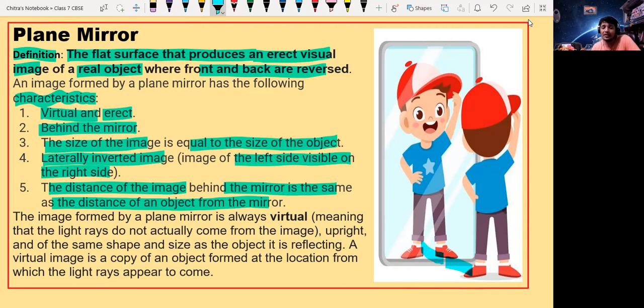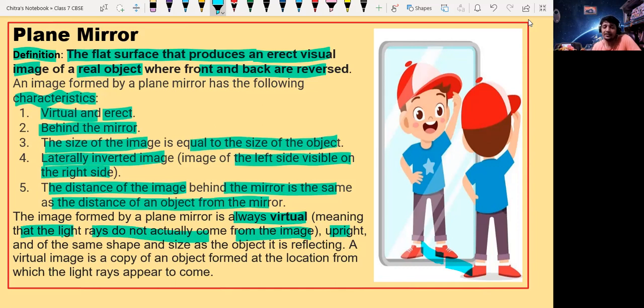The image formed by the plane mirror is always virtual. Virtual means that the light rays do not actually come from the image. They just appear to be coming from the image. That's all. Then upright is nothing but erect.